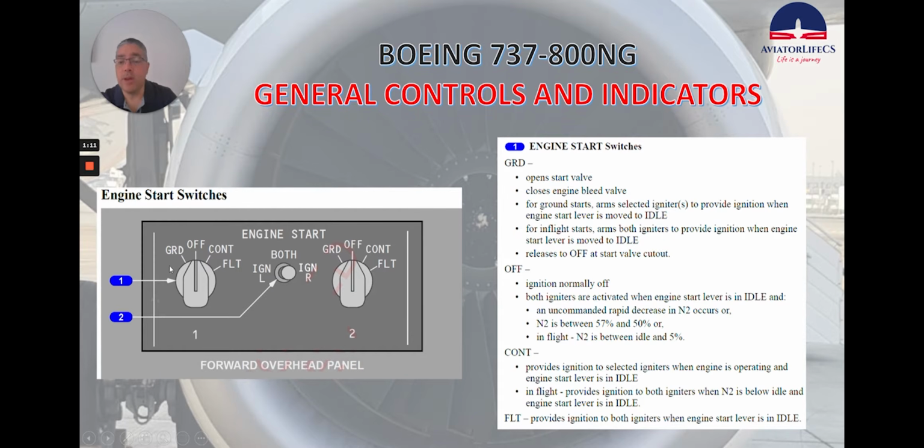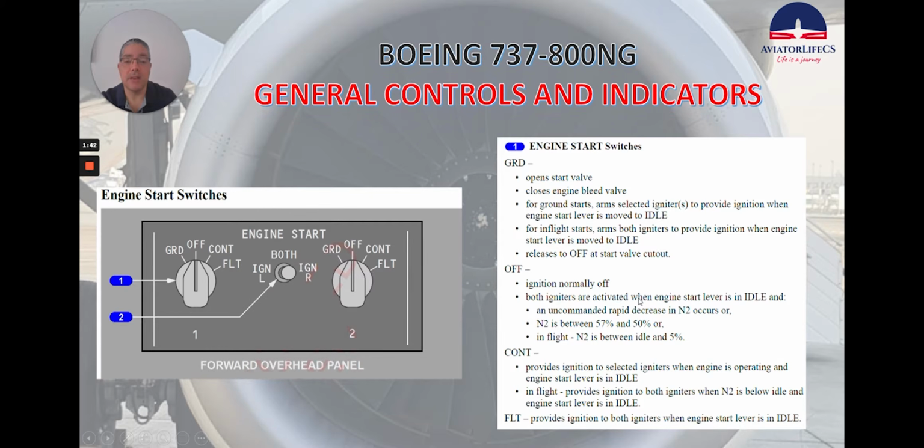If we select ground, it opens the start valve and closes the engine bleed valve. For ground starts, it arms selected igniters to provide ignition when the engine start lever is moved to idle. For in-flight starts, it arms both igniters to provide ignition when the engine start lever is moved to idle. It releases to off at a start valve cutout. The off position: ignition normally off.